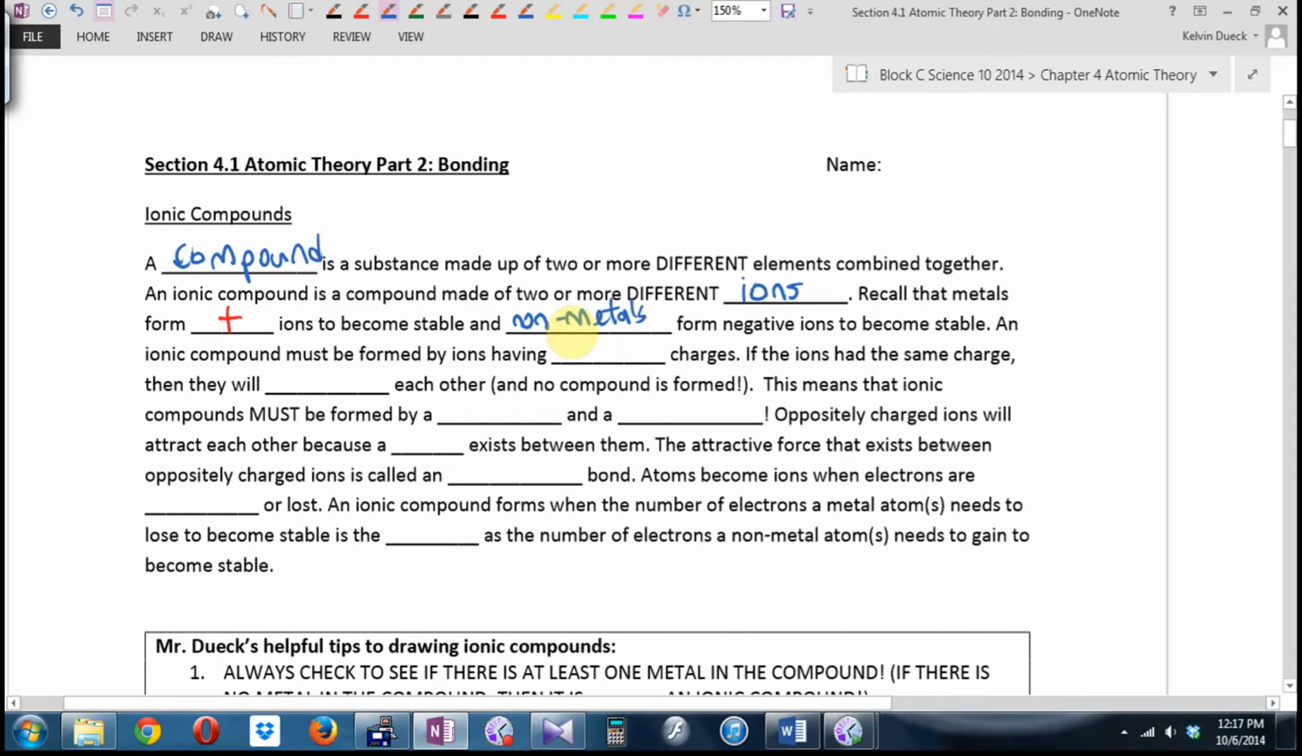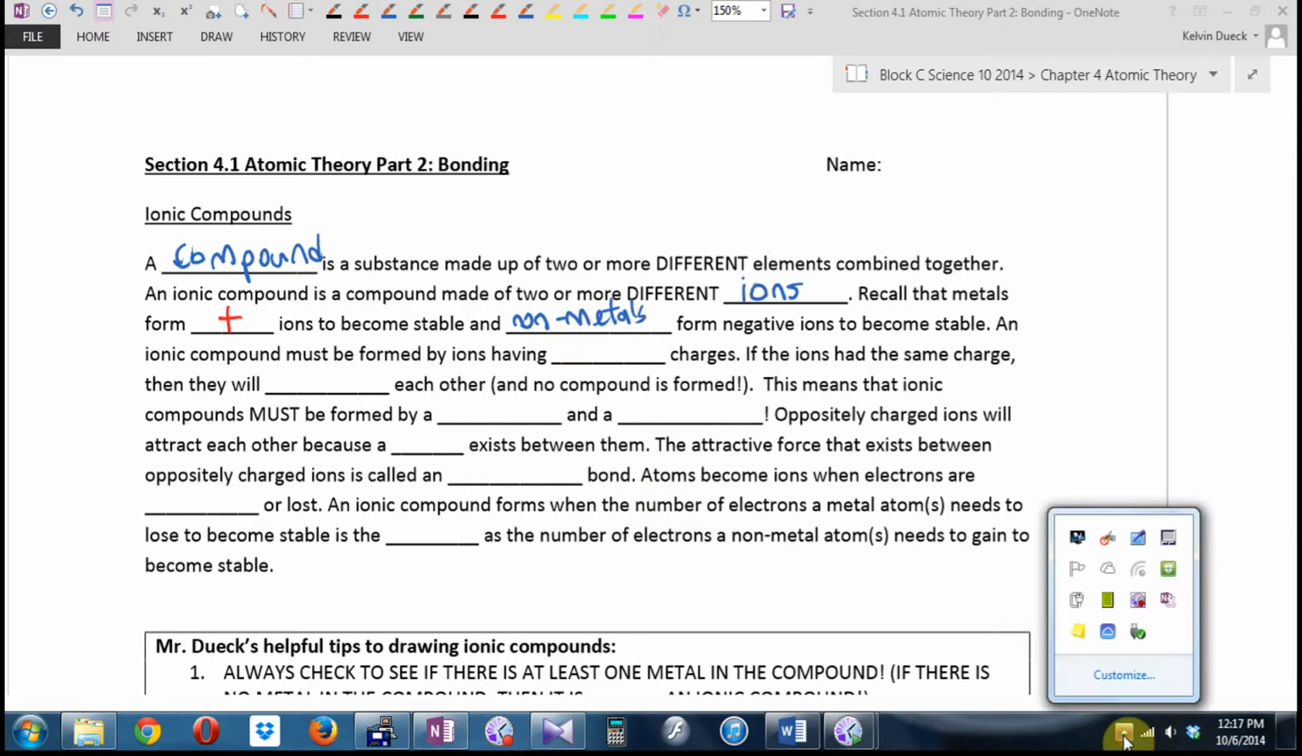Mr. Dueck, are you saying that non-metals form negative ions? Is there an easy way for us to remember that, Mr. Dueck? I got nothing. I suck as a teacher. Somebody at the door. Hang on. Another interruption.